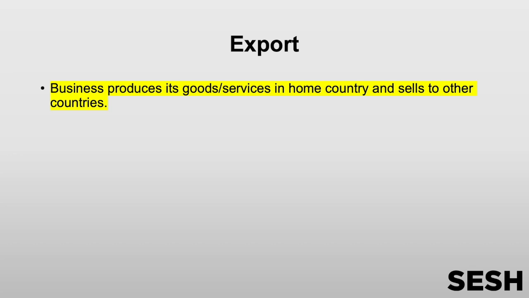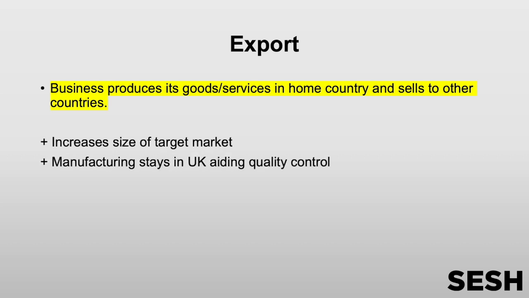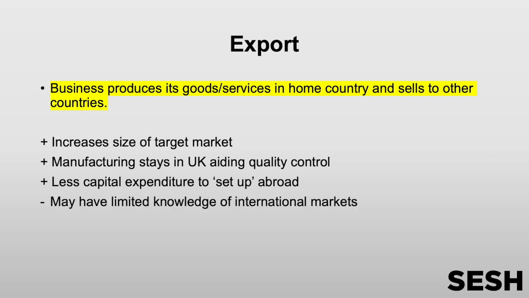Exporting is when a business produces its goods and services in the home country and sells them to other countries. And the advantages: it increases the size of the target market. Manufacturing will stay in the UK, and that might aid quality control. There's less capital expenditure to set up abroad because you're simply locating in your home country and selling abroad. You're not setting up an operation in that other country that you sell to.